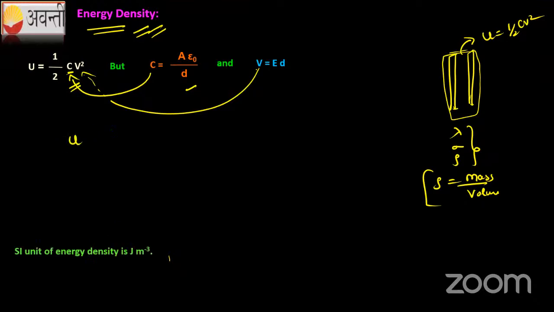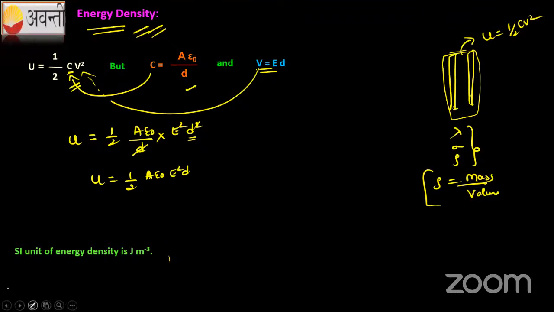The U value will be equal to ½ into C, which means ε₀A/d into V². Square this, then it will be E² into d². Here one d cancels with one d. Then the energy density value will become ½ ε₀ E² into the remaining thing, which is only d. Correct?